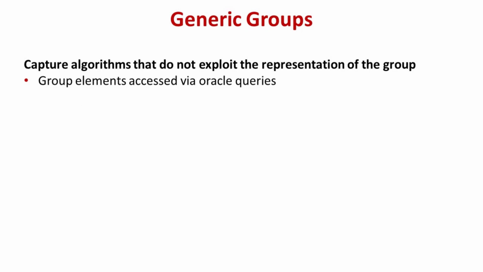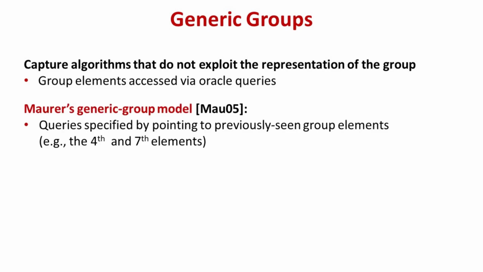A generic group algorithm is an algorithm that does not exploit the representation of the underlying group in any way. This is captured via an oracle which manages the access of all algorithms to the group. In this work, we use the generic group model suggested by Maurer. In this model, group elements do not have an explicit representation, and instead, algorithms specify their queries by pointing to previously seen group elements. For example, an algorithm may ask the oracle to apply the group operation to the 4th element and 7th element that have appeared in the computation so far.